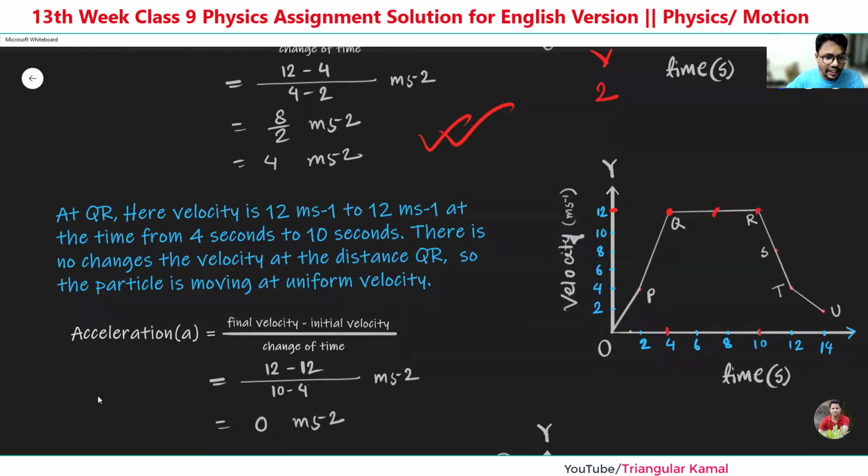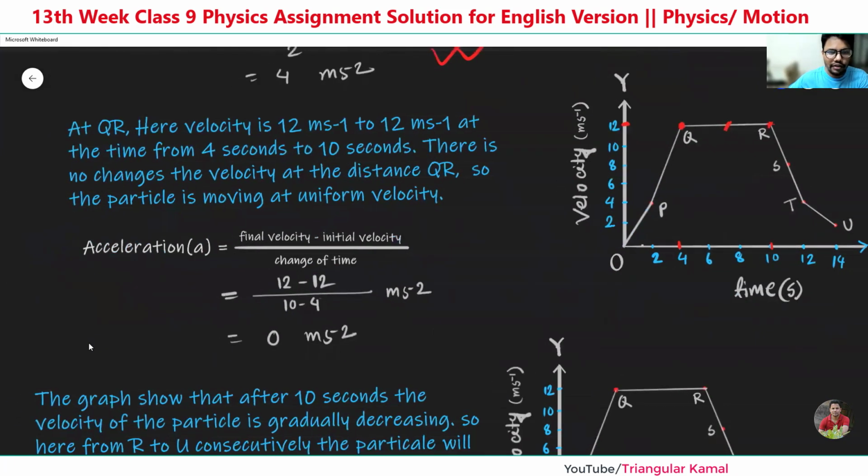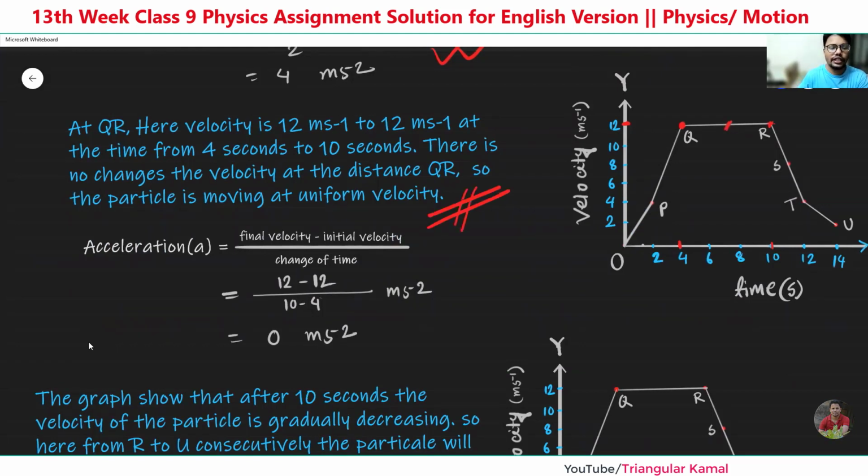So now that means there is no change of velocity at QR. Here the velocity is 12 meters per second to 12 meters per second while the time changes from 4 seconds to 10 seconds. The velocity is not changed here. So now we can write here, there is no change of velocity at the distance QR. So the particle is moving at uniform velocity. This is the uniform velocity. So now acceleration will be 0, because uniform velocity means there is no change of velocity. No change of velocity means acceleration 0. So here from Q to R, the acceleration will be 0.